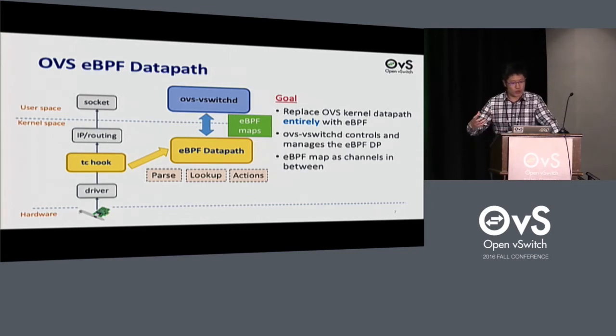And then we go through the eBPF parser, lookup, and actions. Then we also introduce a couple of eBPF maps. These maps allow us to communicate between our eBPF program running inside the kernel and the OVS vSwitch in the user space.